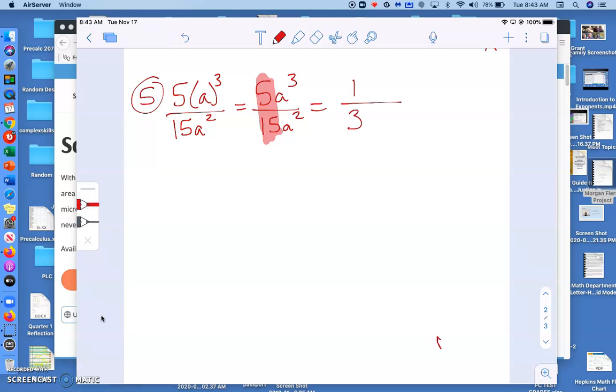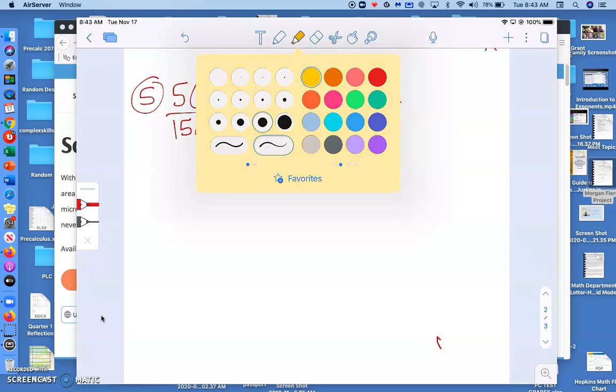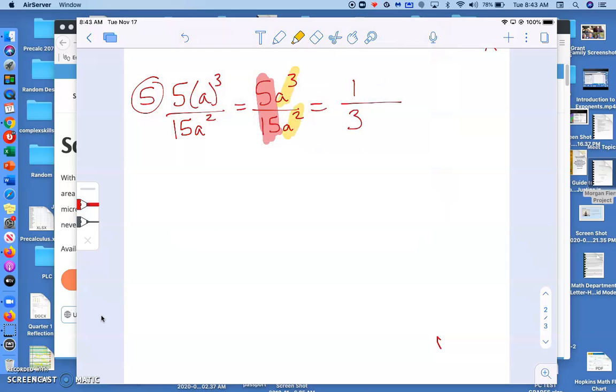And a, now we take a look at our a's. A cubed and a squared, there's more a's on top, so we have a squared. And you wouldn't have to write the 1. You could just put a cubed or a squared over 3.